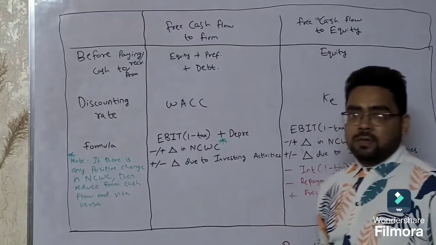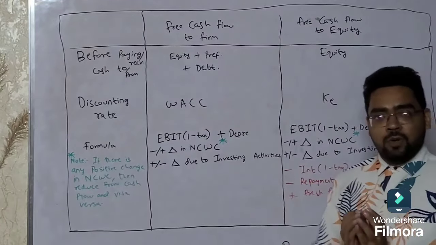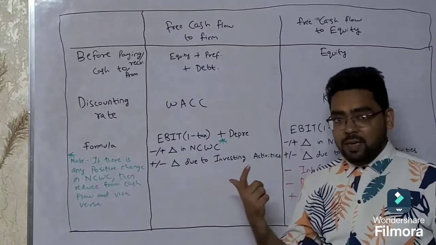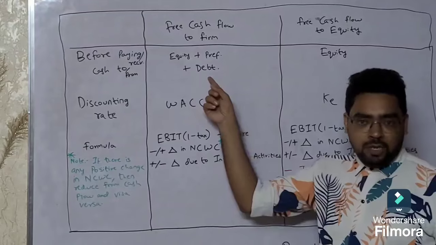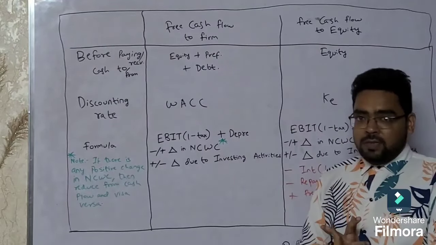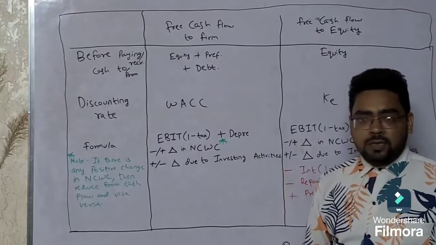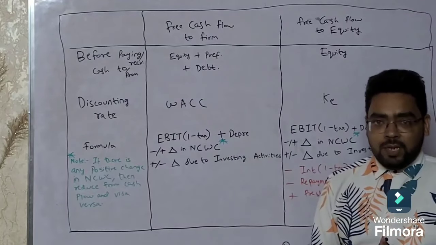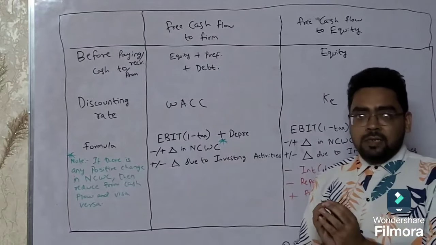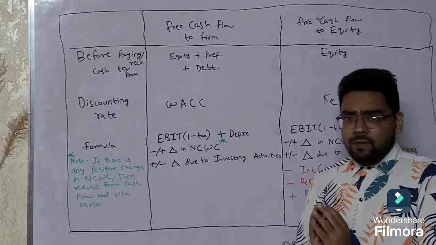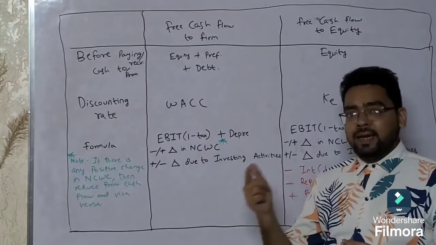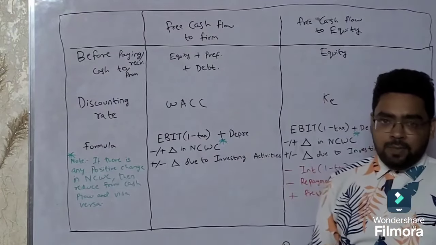Okay, in both the cases, first we will start with earnings before interest and tax. The earnings before interest and tax are before paying interest, that is payment to debentures, before paying equity dividend and before paying preference dividend. Okay, from earnings we will first deduct tax applicable, then we will add back any non-cash item, that is depreciation.